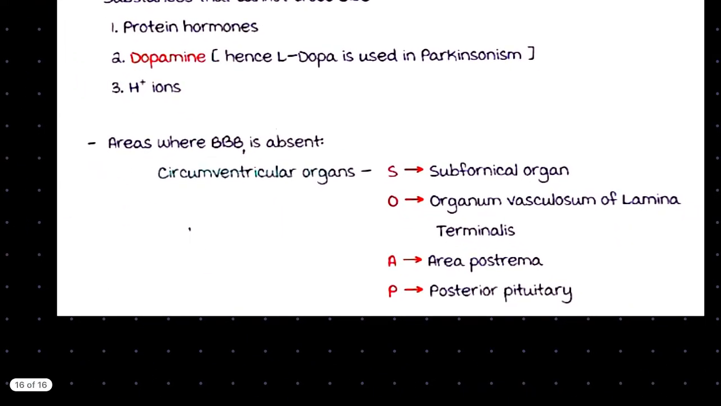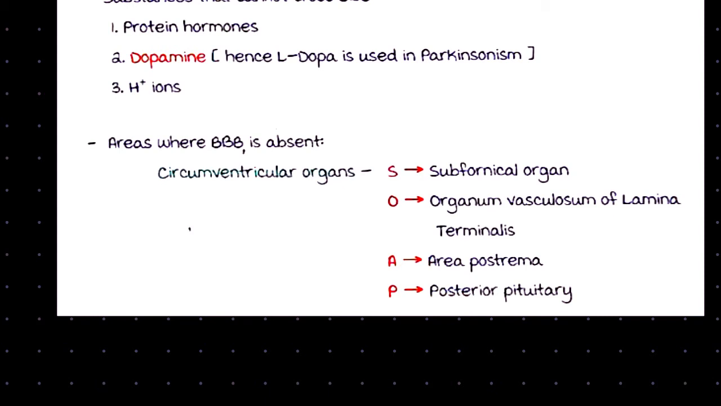We need to know about some areas in the brain where there is an absence of the blood-brain barrier. These areas are the circumventricular organs, which can be memorized with SOAP. From S we have the subfornical organ. From O we have the organum vasculosum of the lamina terminalis. From A we have the area postrema, and from P we have the posterior pituitary. So these are the organs where we will not find the blood-brain barrier.